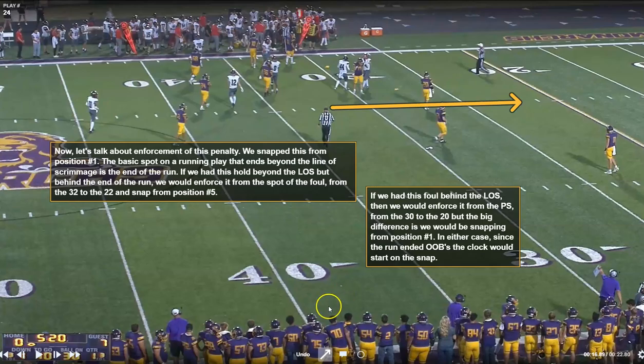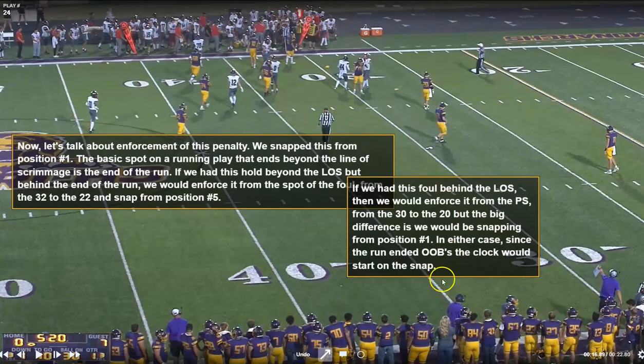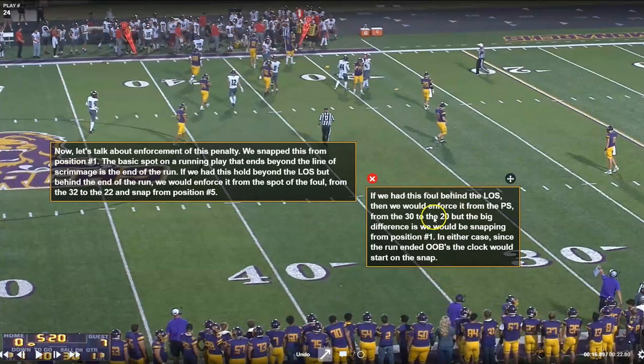and we would repeat first down. However, if we have this as a hold behind the line of scrimmage, so that's the one I like better, because I didn't think the first little restriction was enough, okay? But the one where he took him down to the ground definitely was. So if we had that as our hold, that happened behind the line of scrimmage, now we're going to enforce this from the previous spot.